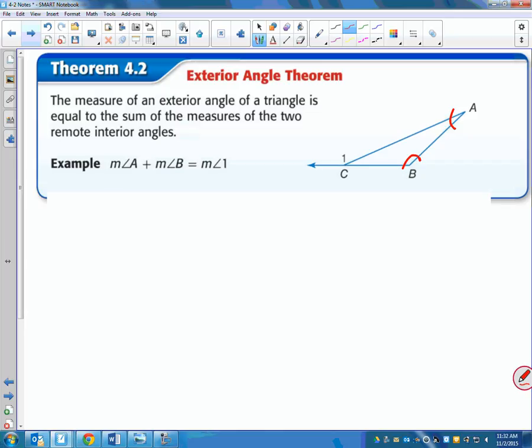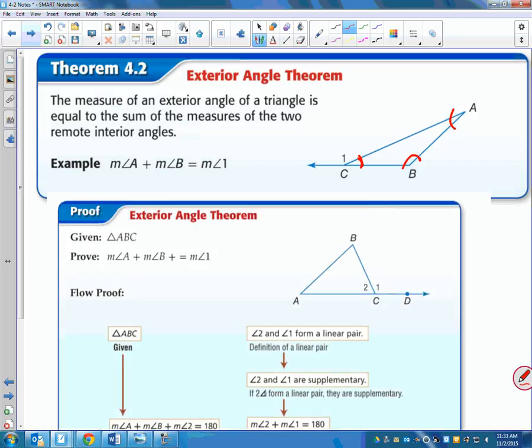Let's think it through again. What do you know about this angle and angle 1? They equal 180. What do you know about angle A plus angle B plus angle C here? 180. So does it make sense that if we take away this one angle, the exterior angle on the outside should add up to the other two? Do you see what I'm saying? Because they both equal 180. To me, that's the proof. It's a new kind of proof, a flow proof.